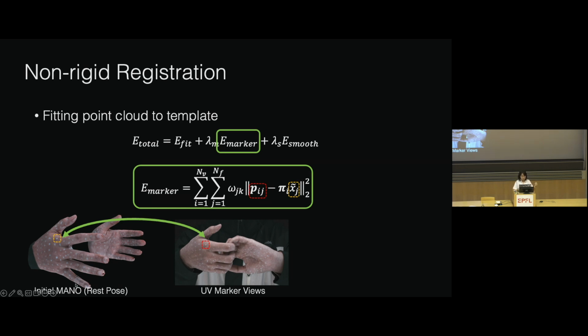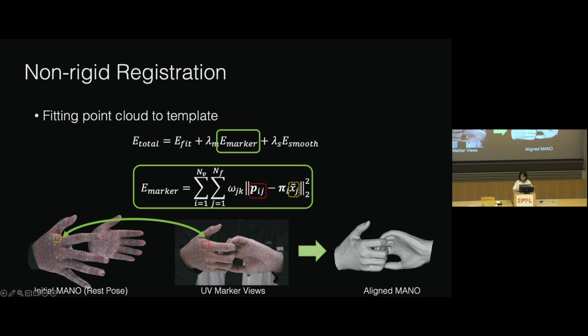Take hands, for example, because they're the most complicated case here. We first project these features using a rasterized pose, and then transform them along with the template. And along with this optimization, we're able to deform the template to make it match the point cloud.